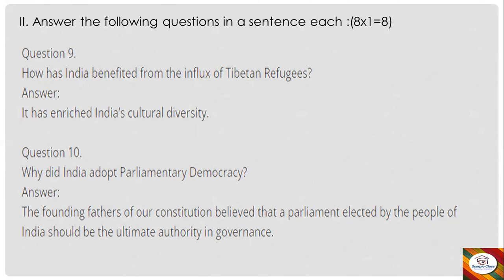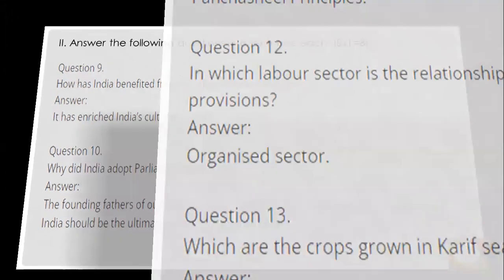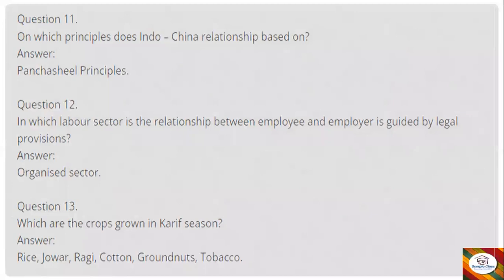Question 10. Why did India adopt parliamentary democracy? Answer. The founding fathers of our constitution believed that a parliament elected by the people of India should be the ultimate authority in governance. Next, question 11. On which principles is the Indo-China relationship based? Answer. It is based on the Panchasheel principles.